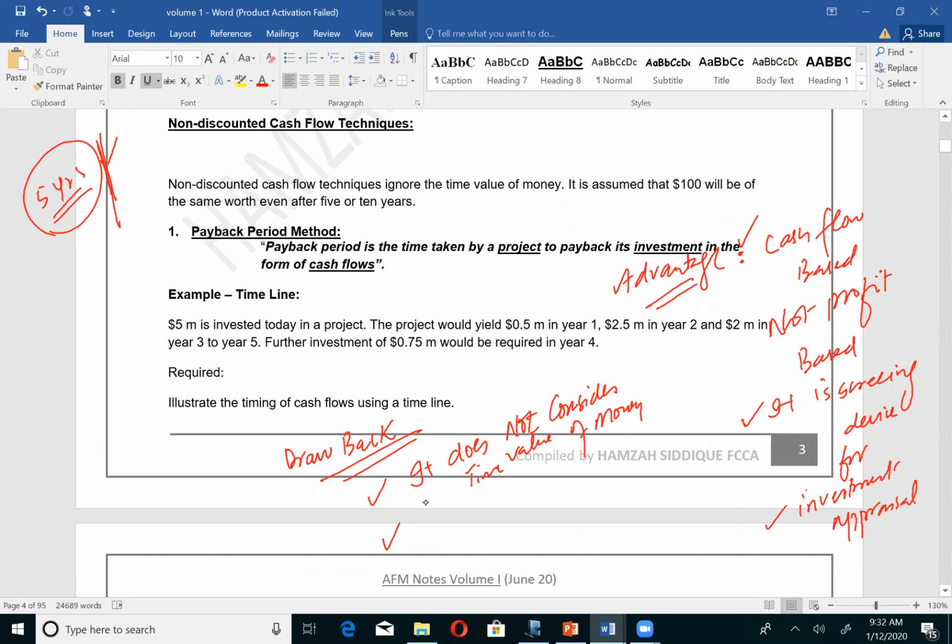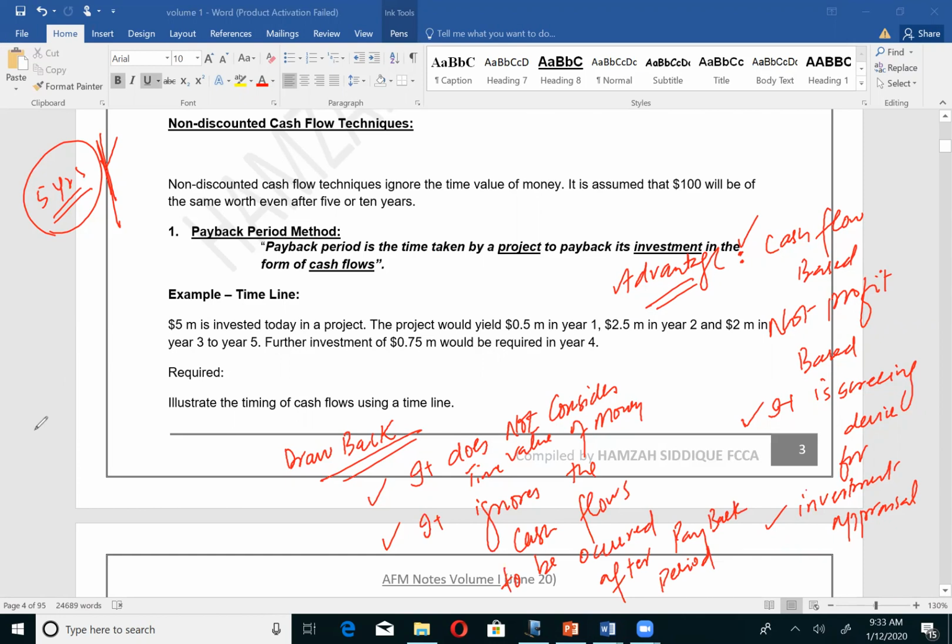Second, it ignores the cash flows to be occurred after the payback period. It ignores the cash flows to be occurred after the payback period.